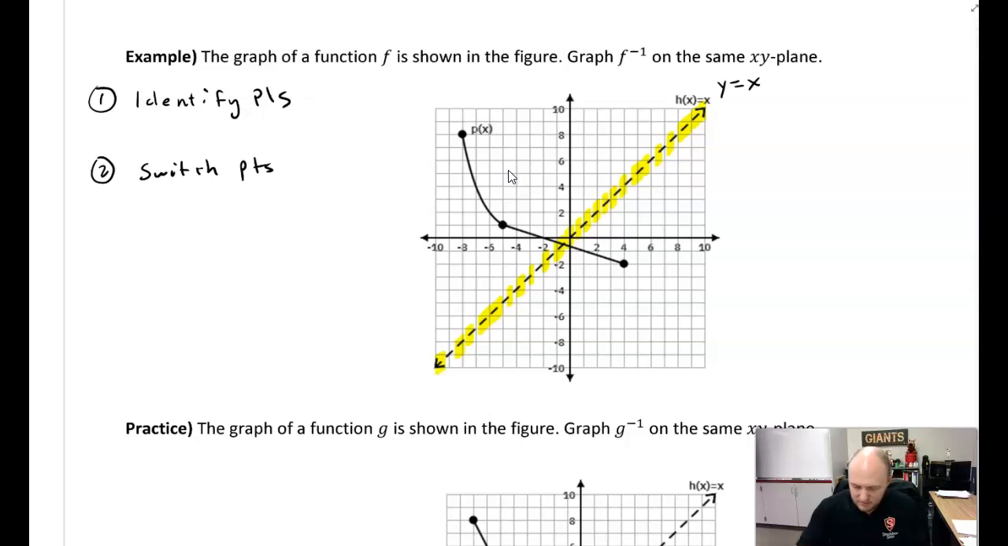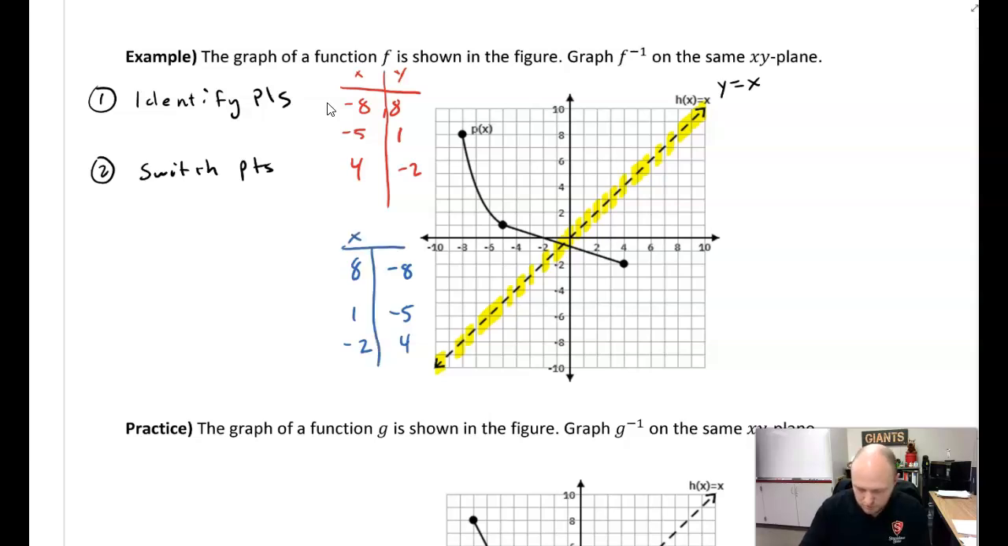So I'm going to take my first point here. It looks like it is -8, 8. And sometimes you can make a table. Sometimes it's easier to organize this in a table. -8, 8. And then my second point here is -5, 1. And then my third point is 4, -2. So the inverse is going to be these same points, but switched. So 8, -8, 1, -5, -2, 4.